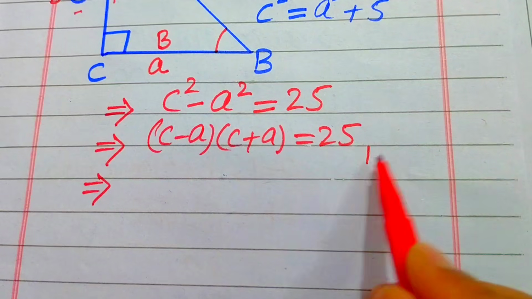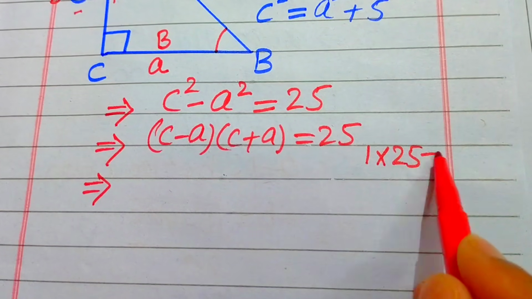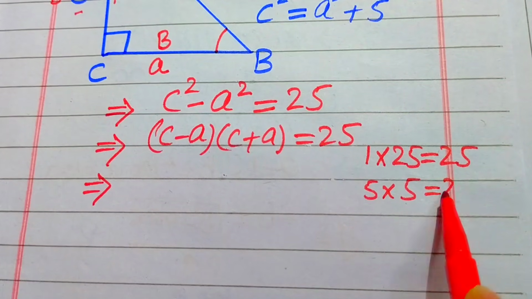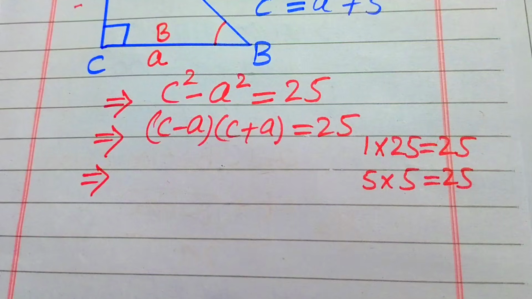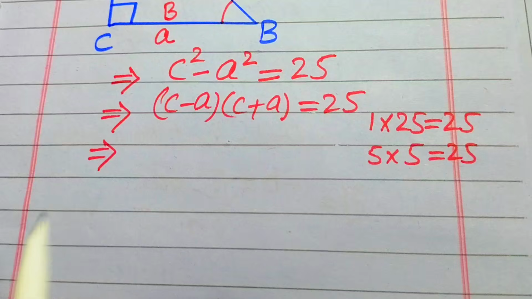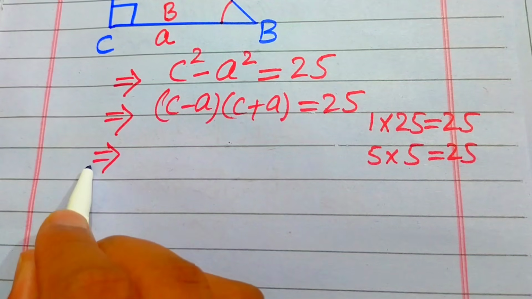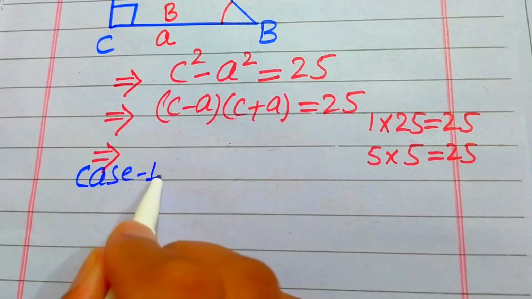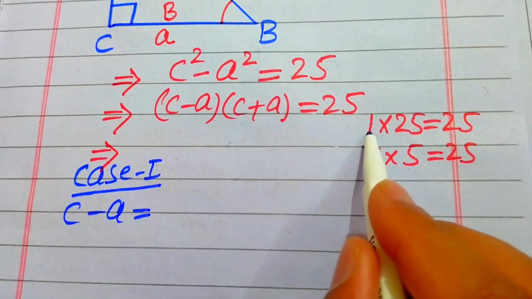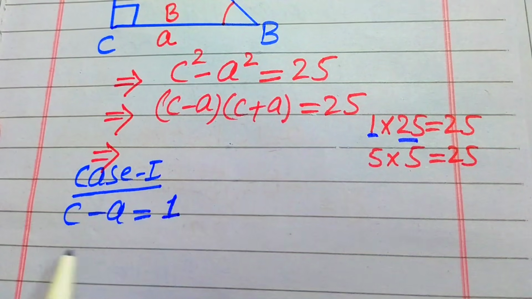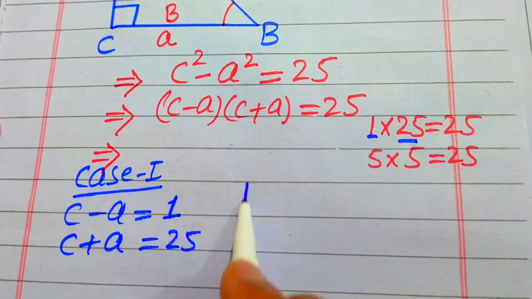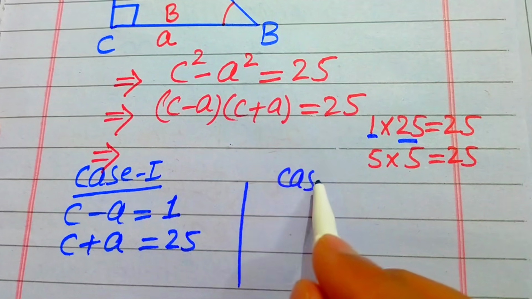So there are two possibilities. The first is 1 times 25 equals 25, and the second possibility is 5 times 5, which is also 25. So now we divide this equation into two cases. In the first case we compare c minus a equals 1 and 25, so c minus a is equal to 1 and c plus a is equal to 25, and here we write our second case.